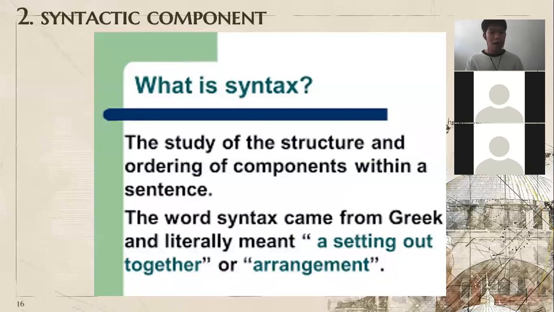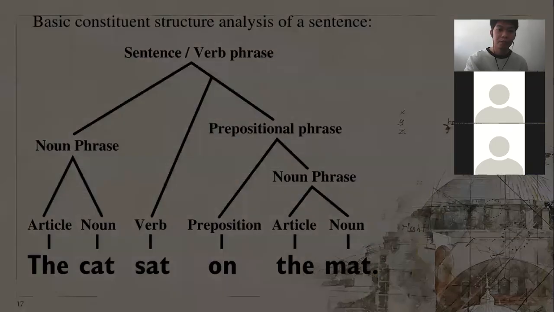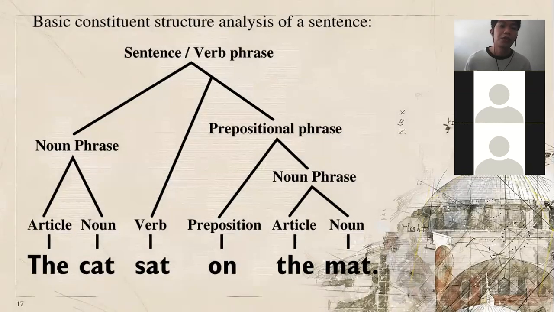Next one is the syntactic component. Okay, syntax is the study of structure and ordering of components within a sentence. So basically, when we say syntax, it's about the grammatical rules of a specific language. The word syntax came from Greek and literally meant a setting out together or arrangement. So basically, syntax is the organization of the construction of sentences in a specific language. So these are the basic constituent structure analysis of a sentence. This is for the English language.